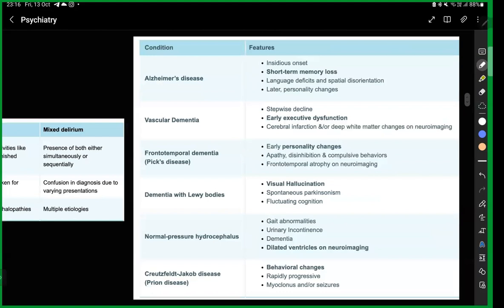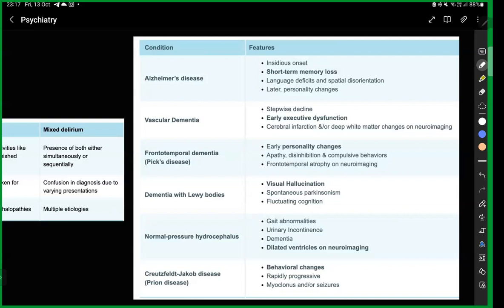Alzheimer's disease in short. Whatever we read, I'm just giving in short. Alzheimer's disease: insidious in onset, short-term memory loss, language deficit and spatial disorientation, and personality changes. Vascular dementia: step-wise decline, early executive dysfunction, cerebral infarction or deep white matter changes on neuroimaging. Frontotemporal dementia: early personality changes, apathy, disinhibition and compulsive behaviors, and frontotemporal atrophy on imaging.